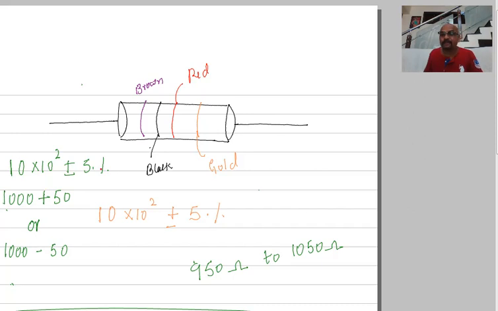Plus or minus 5%. What do you mean by plus or minus 5%? Because you cannot have the exact fixed value. The resistance now can vary from plus 5% to minus 5%. Which means 1000 ohms is the resistance, but the resistance cannot be exactly 1000. It can have the value ranging from plus 5% to minus 5%. That is 950 ohms here to 1050 ohms.